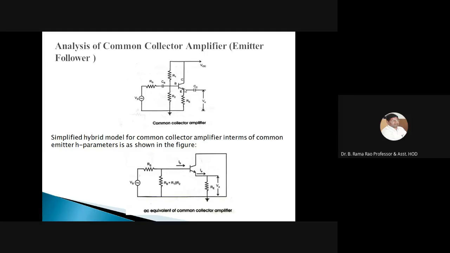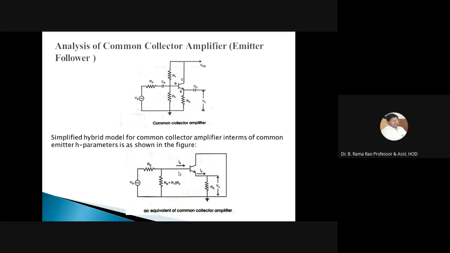Take this CC amplifier circuit and redraw it according to our steps. We started with the complete circuit diagram of the CC amplifier. After that, we assume all the capacitors are large, so they are considered short circuits, such that we have shorted the capacitors CB and CC.